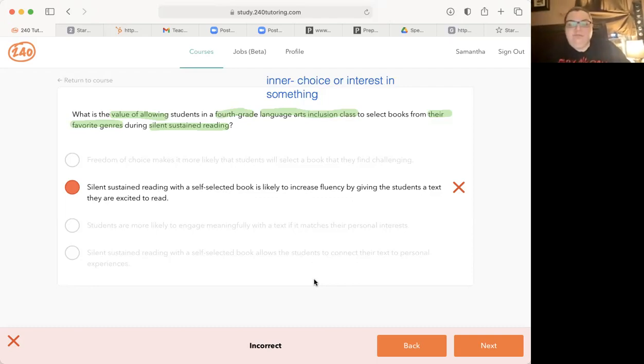It might be, because they might choose something above their reading level for silent sustained reading, or that they find interesting, and it might be more challenging. But I don't think that automatically makes it likely, and there are other answers that are more likely than allowing them the choice of a genre. Is it D? Silent sustained reading with a self-selected book allows the students to connect their text to personal experiences.